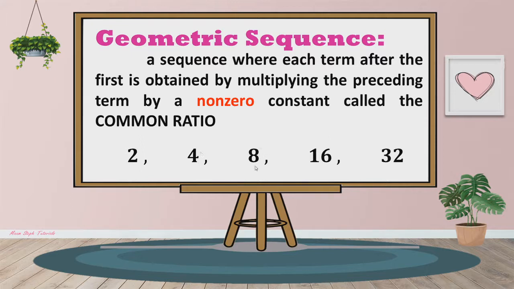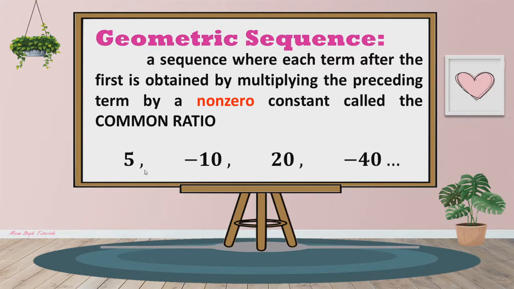And then, to get 8, we will just multiply 2 or the common ratio to the preceding or yung nauna sa 8. So that is yung 4. So 4 times 2, makukuha natin yung 8. And then 8 times 2, makukuha din natin yung 16. 16 times 2 is 32 and so on. So kung gusto rin natin kunin yung next ng 32, i-multiply lang din natin ang common ratio na 2 sa term na 32. Another example of a geometric sequence is 5, negative 10, 20, and negative 40.